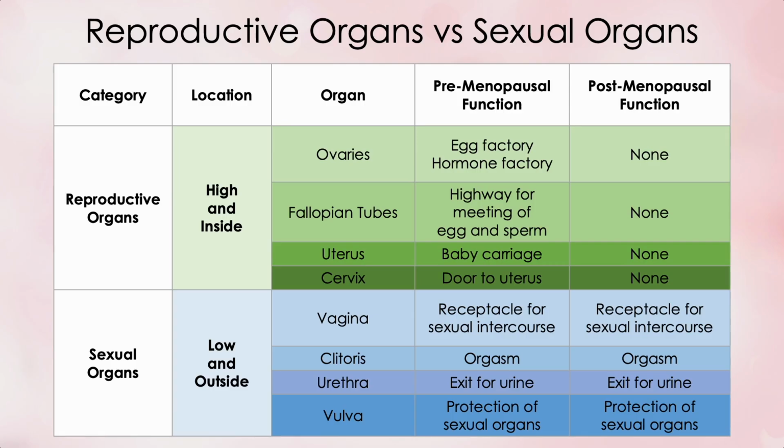Here you can see that I've designated the first column as the category of genital organs, and there are only two, reproductive and sexual. In the second column, I've designated how they differ as to location. Your reproductive organs are high and inside, whereas your sexual organs are low and outside. In the third column, I've listed the individual organs. The fourth column designates the function of each organ before menopause. And the fifth column designates the function of each organ after menopause.